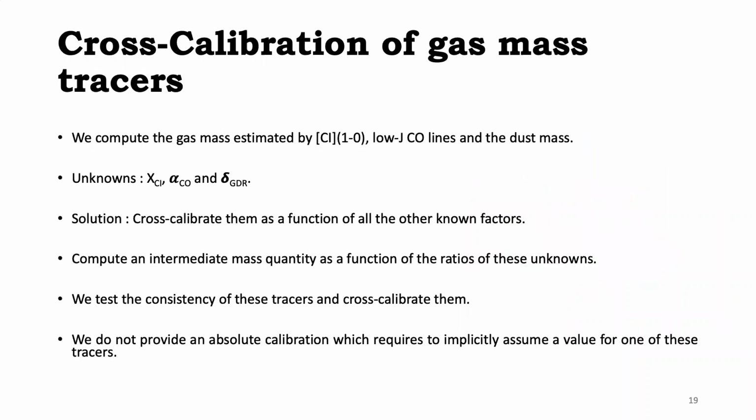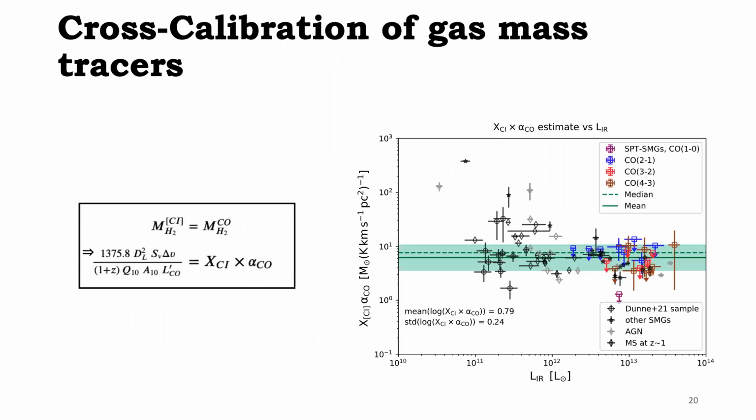But the main goal of this work was to try and compare the three tracers with each other and see if we can cross-calibrate them. So basically, in this scenario, we have three unknowns in all these three tracers, and we try to find a relation between these unknowns in terms of all the other quantifiable quantities. For instance, let's say in this case, we can get a relation for the C1 abundance and the alpha CO as a function of all the other parameters from our observations.